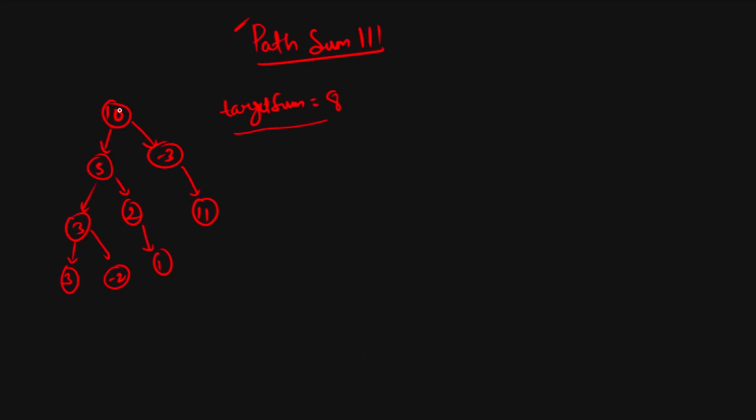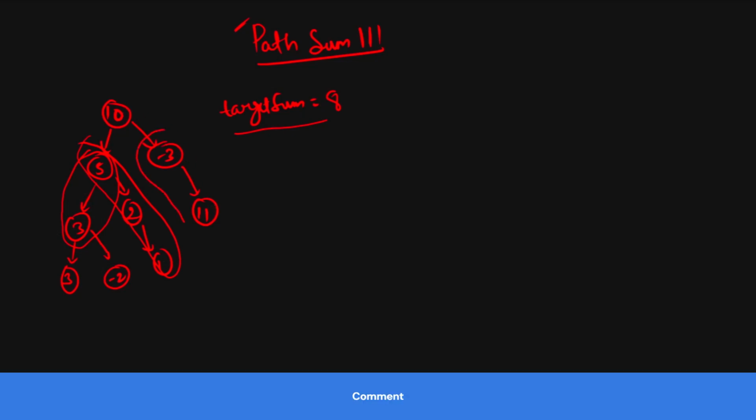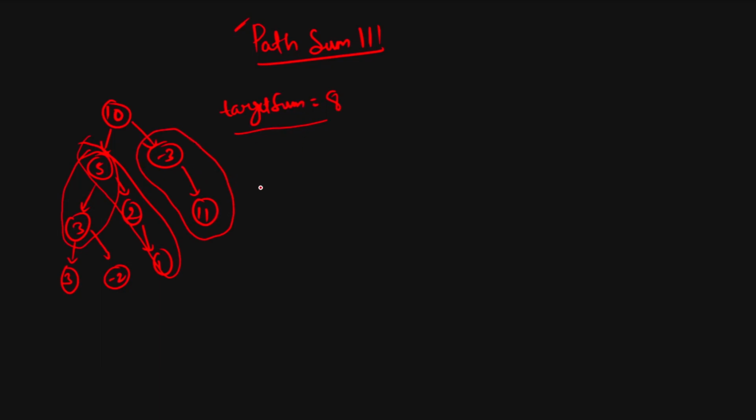In this example, you can see that this path, 5 and 3, gives me the target sum 8. This path, 5, 2, 1, also gives me the target sum of 8. And 10, minus 3, 11, this will also give me a target sum of 8. So what I have to return is the number of paths I have. The number of paths I have is 3, so I will return 3.